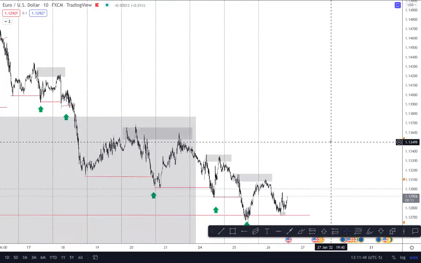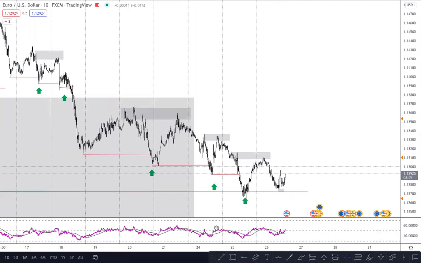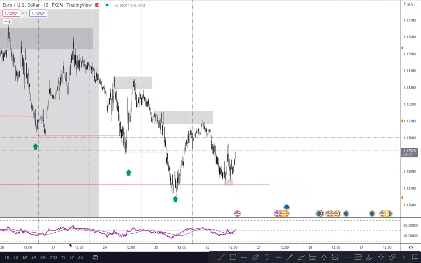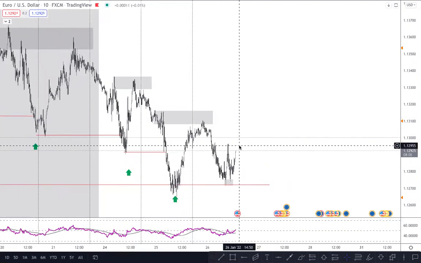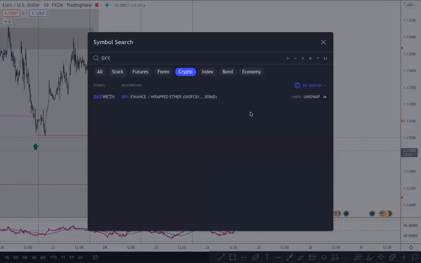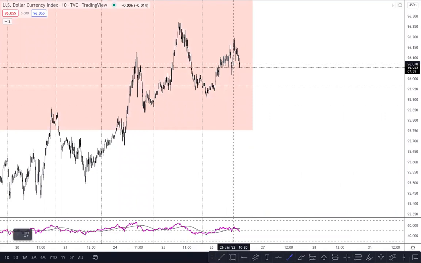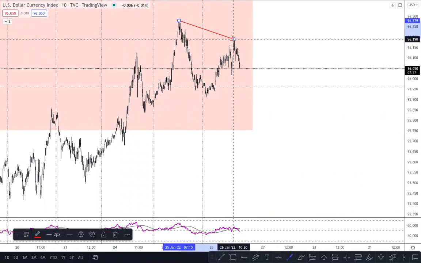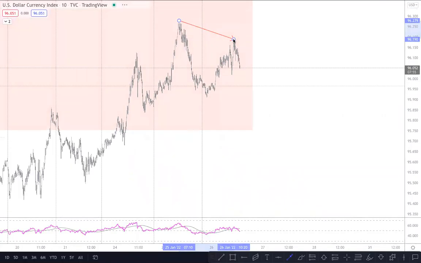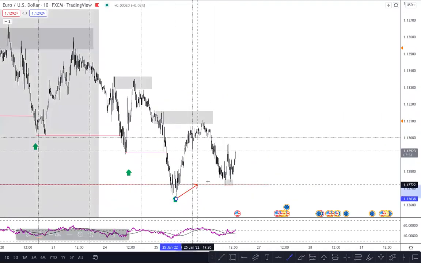Let's take a look and see if we have a divergence. Doesn't look like we have a massive divergence. What we can do is go onto Dixie and see if there is. So look at Dixie. See how Dixie is coming down as Euro USD is coming up.